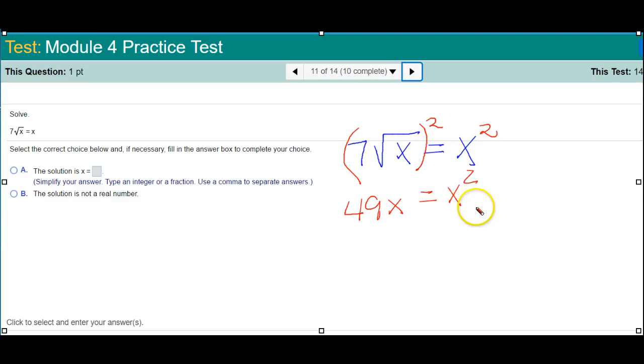Now we put that in standard form, x squared minus 49x. Factor out the x. In the next chapter, we're going to get some other ways to solve quadratic equations.